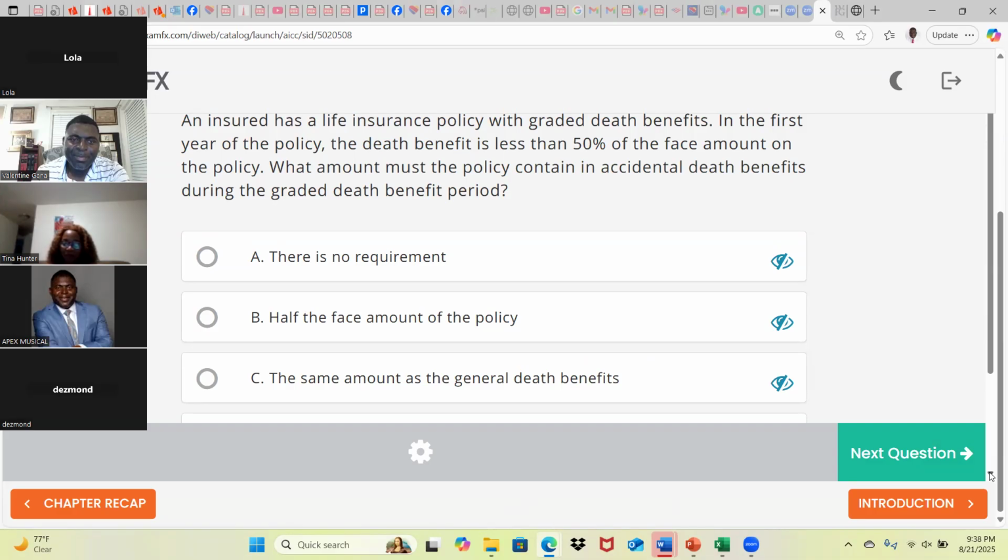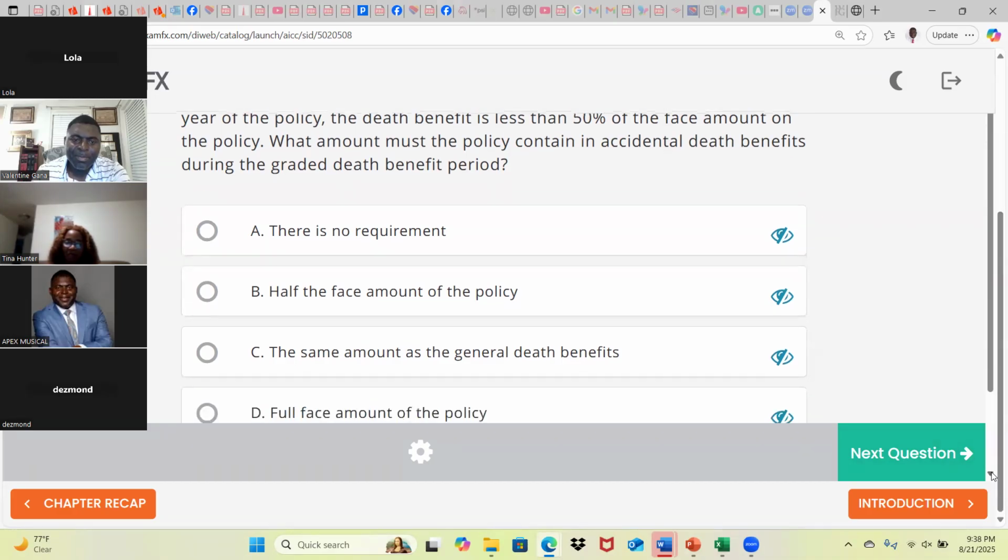Go ahead and do the answers. Yeah, the answers: A, there is no requirement; B, half the face amount of the policy; C, the same amount as the general death benefit; and D, full face amount of the policy. This is a tricky question. I think there is no requirement.